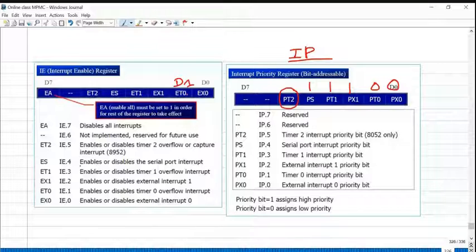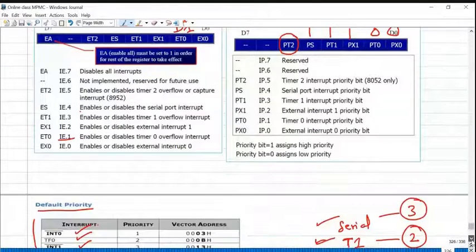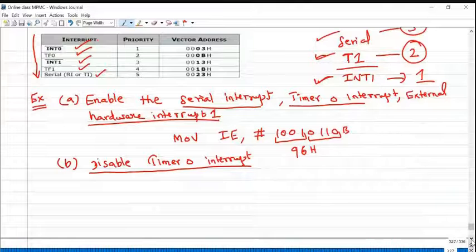Okay. So we have many Boolean operators. Do you remember? SETB means set the particular bit. CLR means clear bit. So the instruction is CLR IE.1. We can use the name like this: IE.0, IE.1. This is bit addressable; every bit can be accessed individually. So CLR IE.1 disables timer 0.